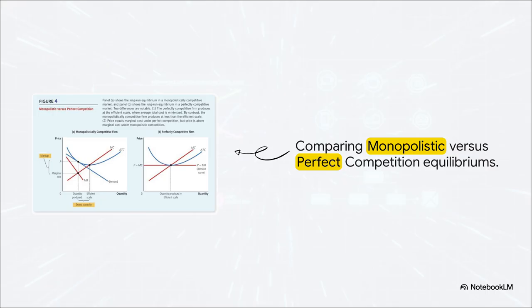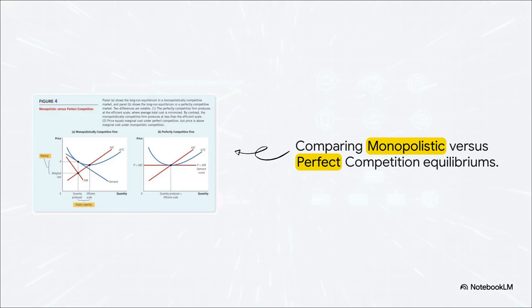Look at the perfectly competitive firm. They operate at the absolute bottom of the average total cost bowl, maximum efficiency, no excess capacity whatsoever, and price equals marginal cost. But then look at our monopolistic competitor. They're operating with excess capacity, deliberately producing a smaller quantity than the efficient scale.